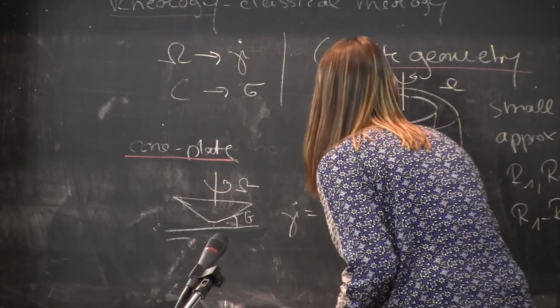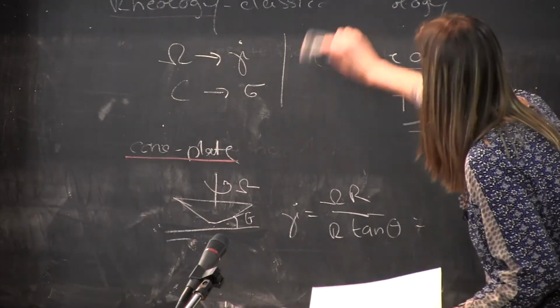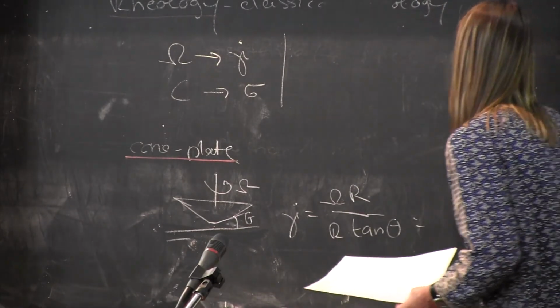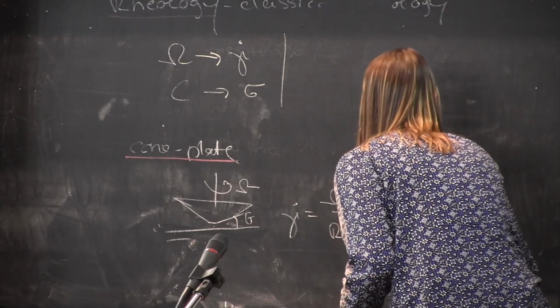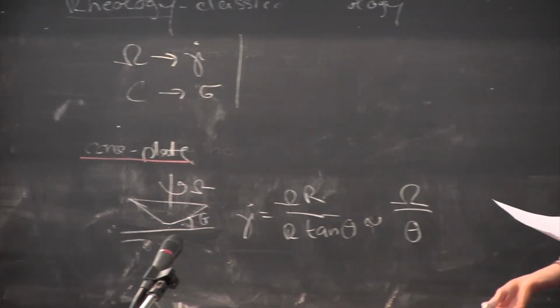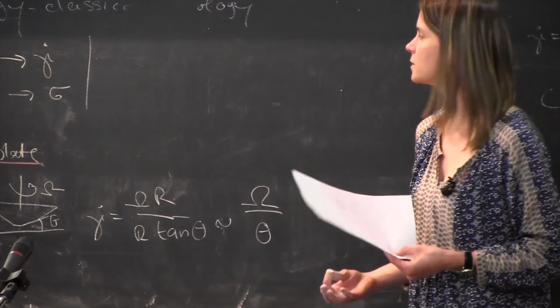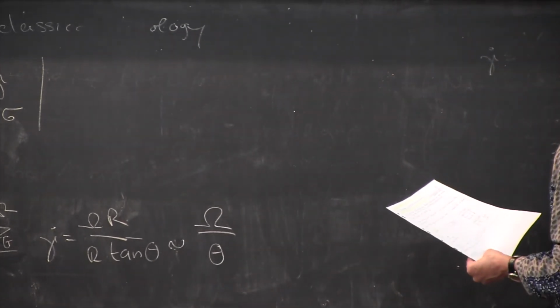And very often this can just be written as omega divided by this angle. Okay, so this is also a geometry where you just have a constant shear rate. So it's actually a very nice and very convenient geometry. I will make one last remark.